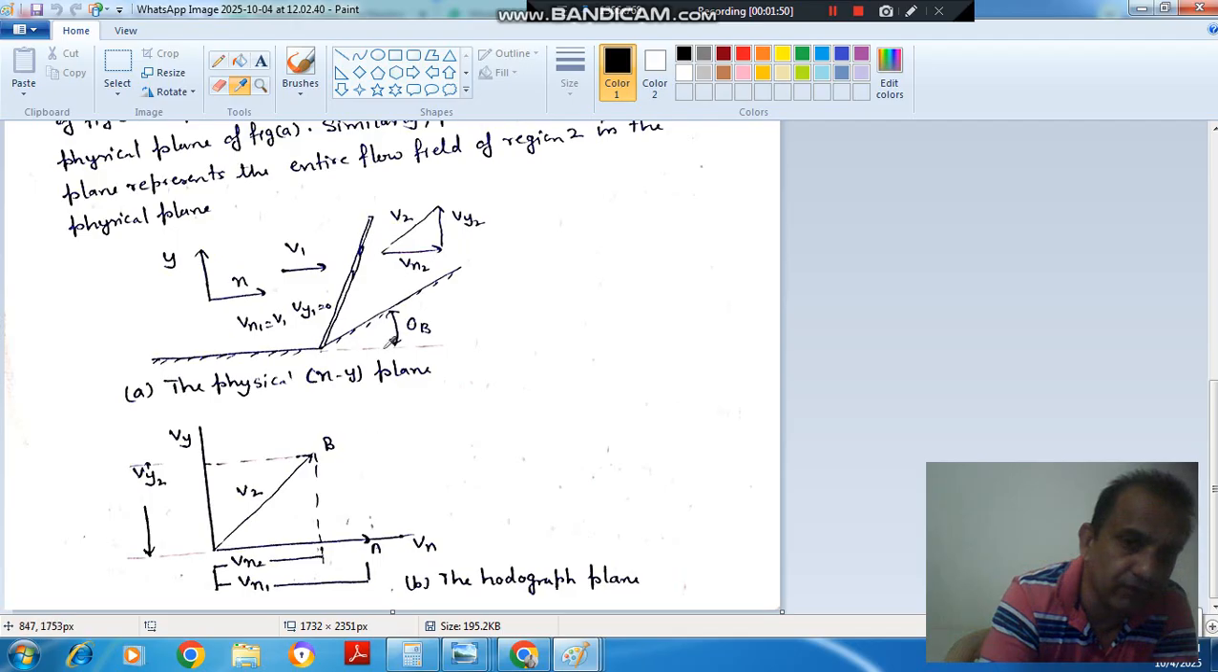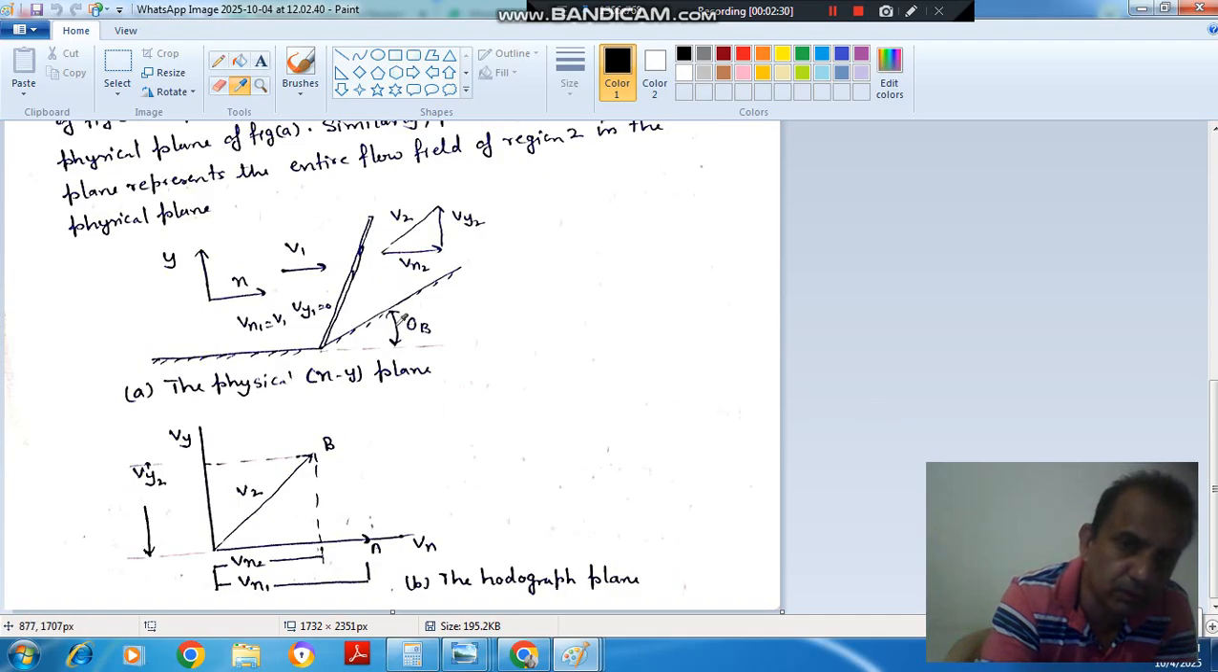And the final velocity has two components, Vx2 and Vy2, so it is in this direction, and it is represented by OB. So O is the origin, this is OB, this is OA. This is the initial velocity, this is the final velocity. The final velocity has two components, Vx2 and Vy2. This is the hodograph plane, which represents oblique shock. OA is the initial condition, OB is the final condition or final velocity.